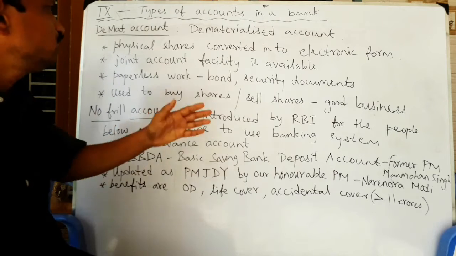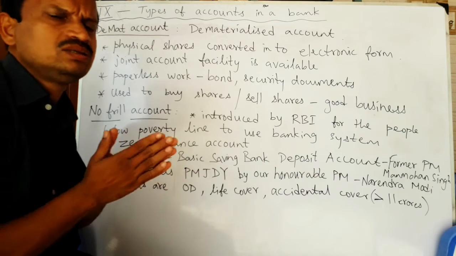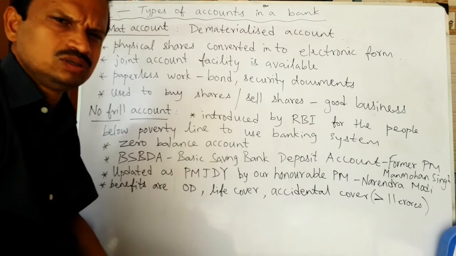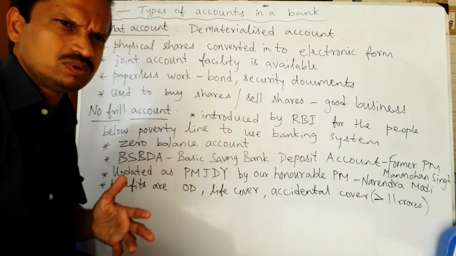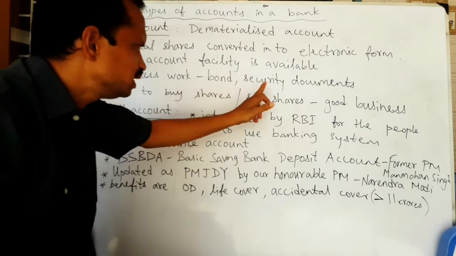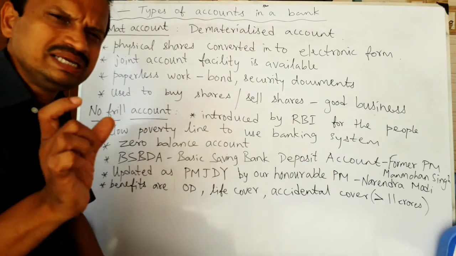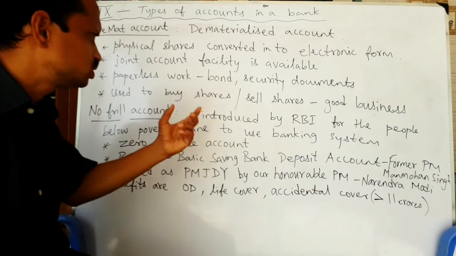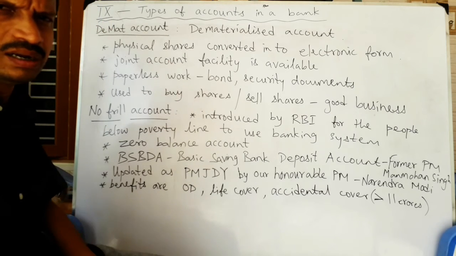And then a joint account facility is available there. Joint account means more than one person can maintain this account. For example, husband and wife, or brothers, they can use it. And then paperless work, I already told you, the bond, the security documents, everything you have to maintain, is now dematerialized. So dematerialized means paperless work. That is called a dematerialized account. And business people are used to buying shares or selling shares. Okay, so this is the demat account.